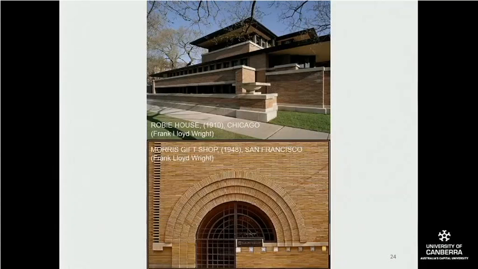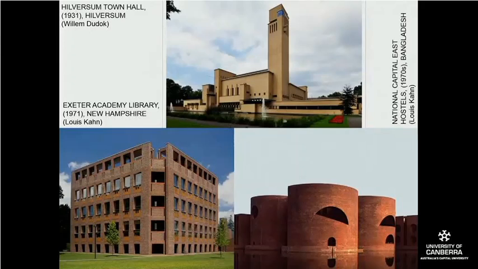Wright's architecture was very influential. It could be argued that without the Wasmuth portfolio, a portfolio of Wright's drawings going to Europe in the early 20th century, these buildings could not have been created later on. For example, the Hilversum Town Hall of 1931 by Dudok in the Netherlands, and later Louis Kahn's amazing buildings in America and in India on the bottom. So Kahn was another great exponent of brick.